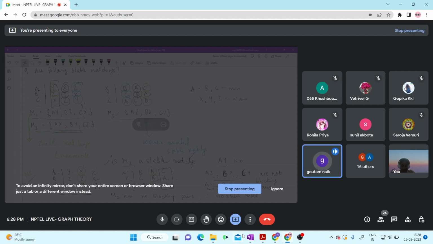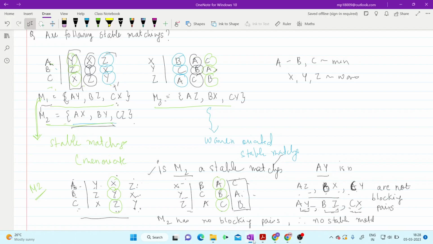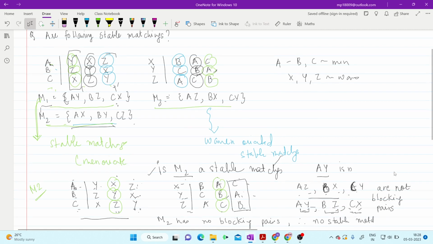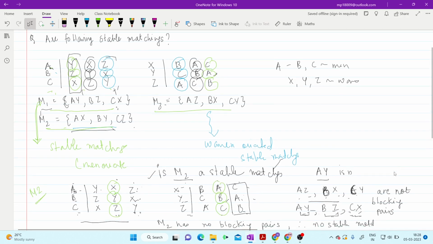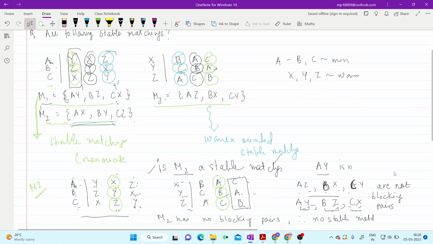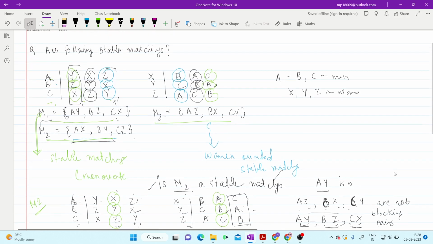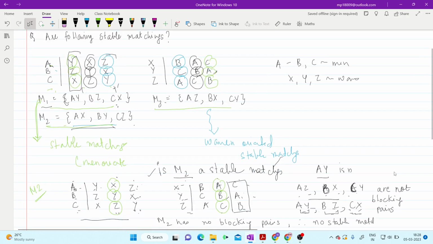I have one question. If two men have the same preference list, can we have a stable matching? Then there won't be a stable matching, man oriented or woman oriented. That's not necessary.